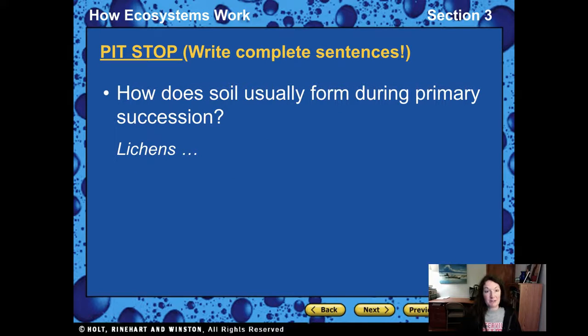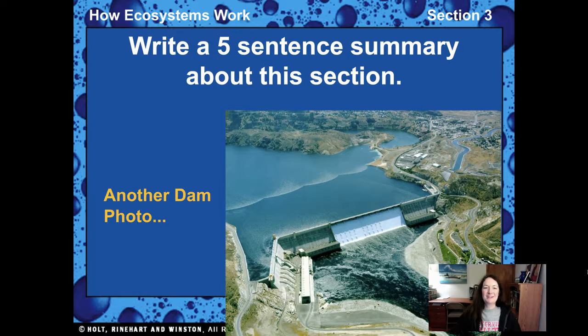So here is our next pit stop. How does soil usually form during primary succession? And the sentence starter I gave you is a very telling one about this pioneer species, lichens. Pause the video here while you write your answer to this question. And here's another photo to close out our section here on how ecosystems change. Please read through your notes and write down 5 important key points about this section.